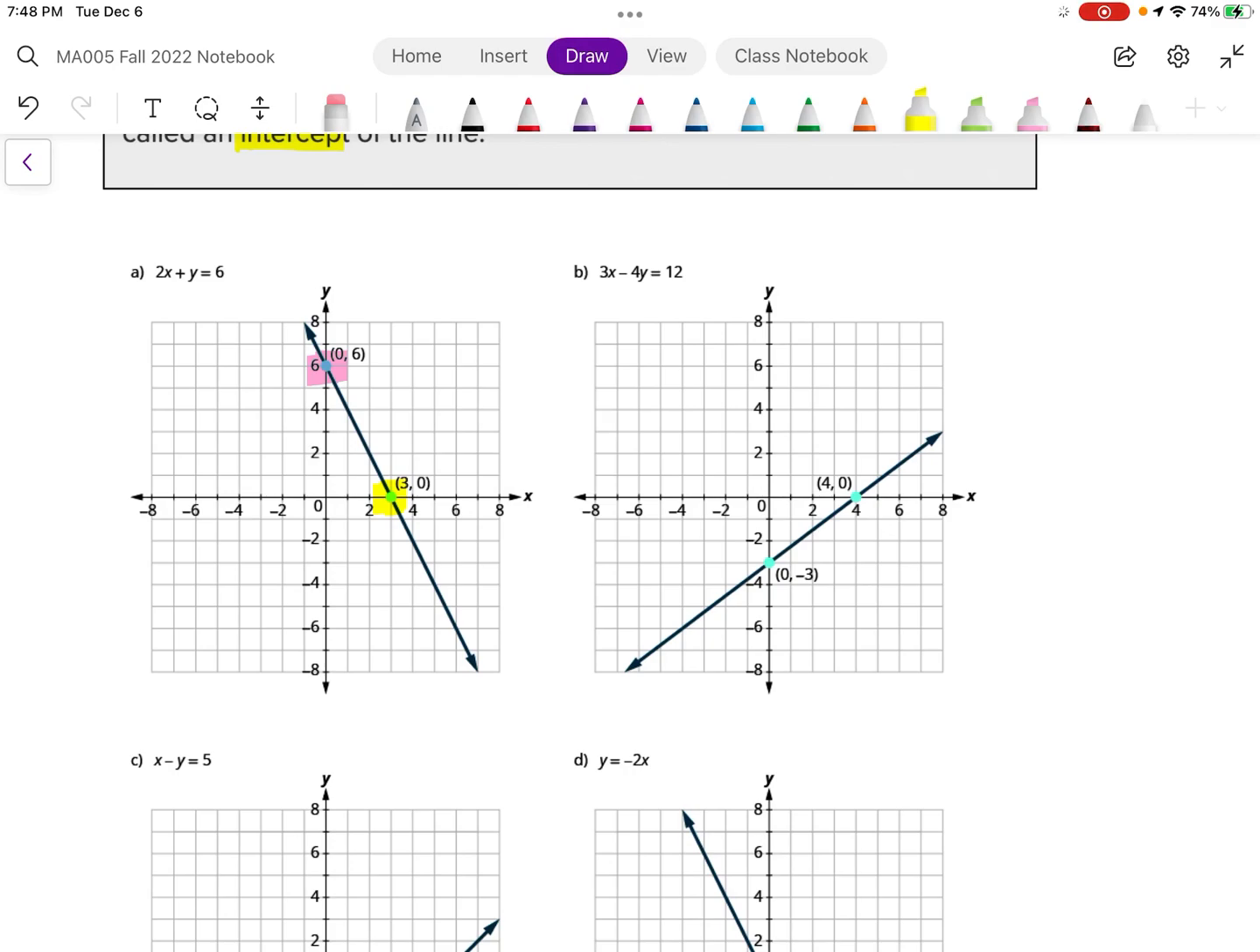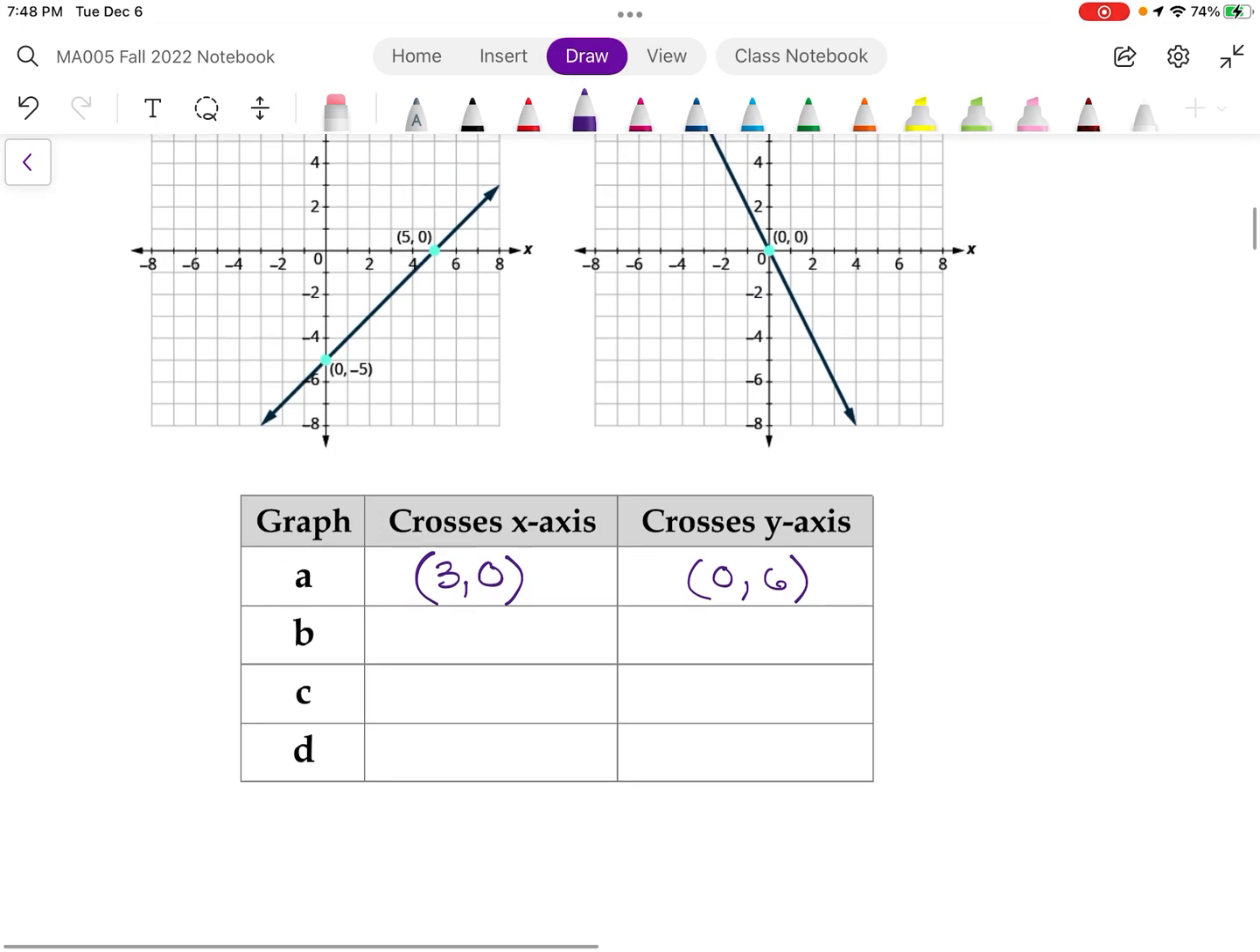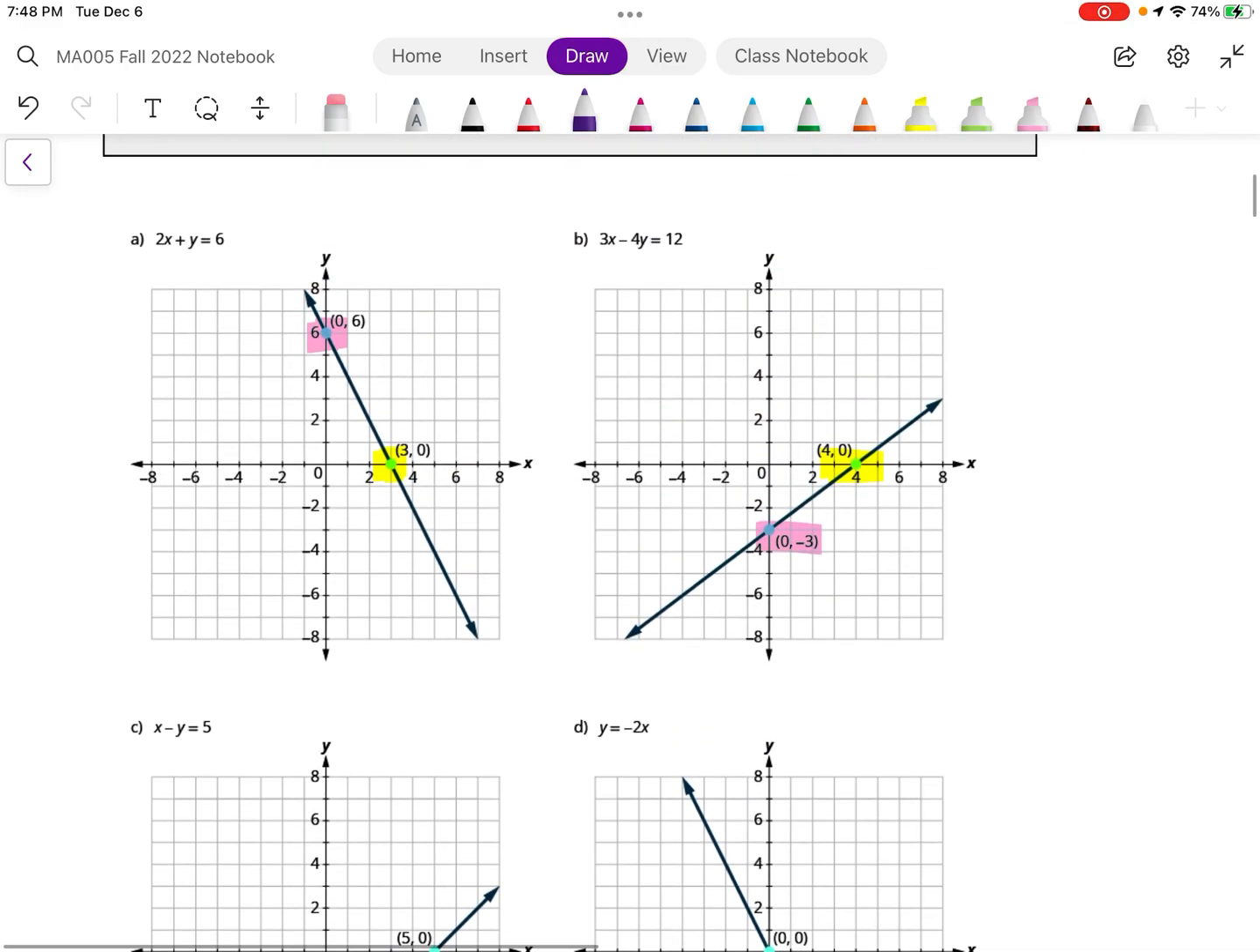Now this is 3x minus 4y equals 12. That's what this line is. So we've got (4, 0) and (0, negative 3). So (4, 0) is on the x-axis, and (0, negative 3). Okay, so (4, 0) is where it crosses the x-axis, so that is the x-intercept. (0, negative 3), the pink one, is where it crosses the y-axis.